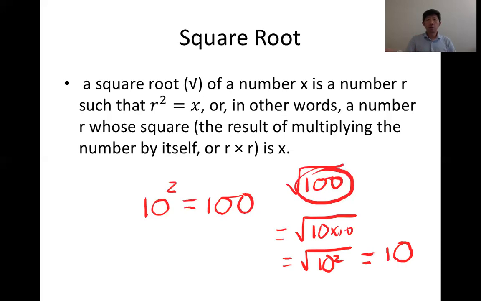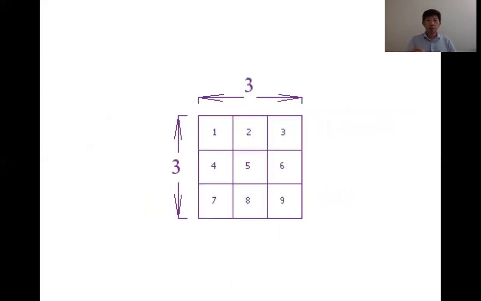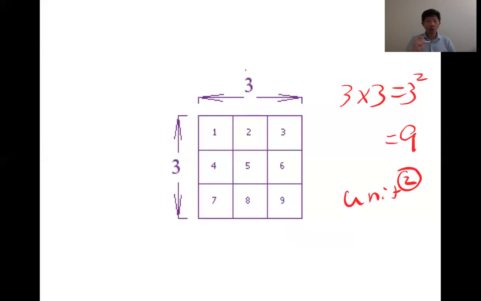So this is square roots, and then I will give you the next slide and show you the meaning there. So here is a 3 by 3, right? 3 by 3, which is 3 squared, which is equal to 9. So 9, we will say 9 unit squares. Why do we say unit square, right? Because we are counting how many little squares there are.